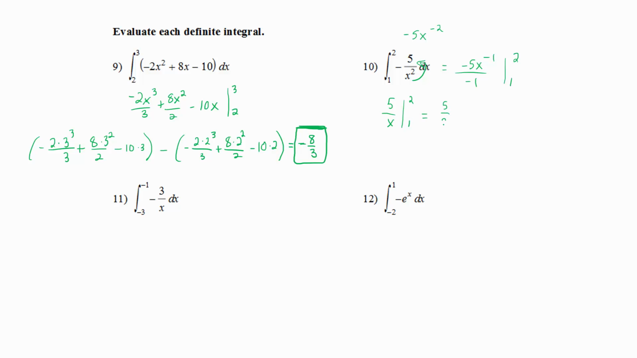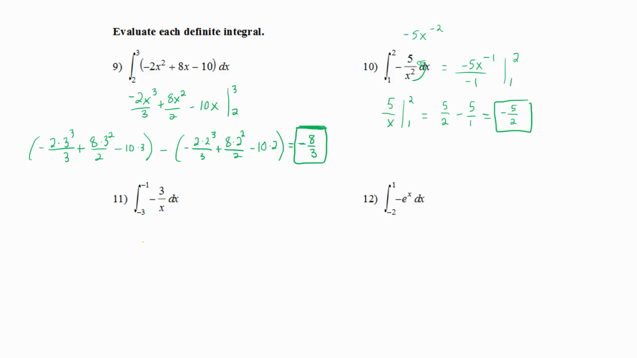It doesn't really matter which way you do it, but if you're plugging it in, you get something that's pretty easy to do by hand. 5 halves minus 5 over 1. You could pretty easily get a common denominator or whatever and get negative 5 halves as your answer. These next two are not the power rule, just like what we had earlier.